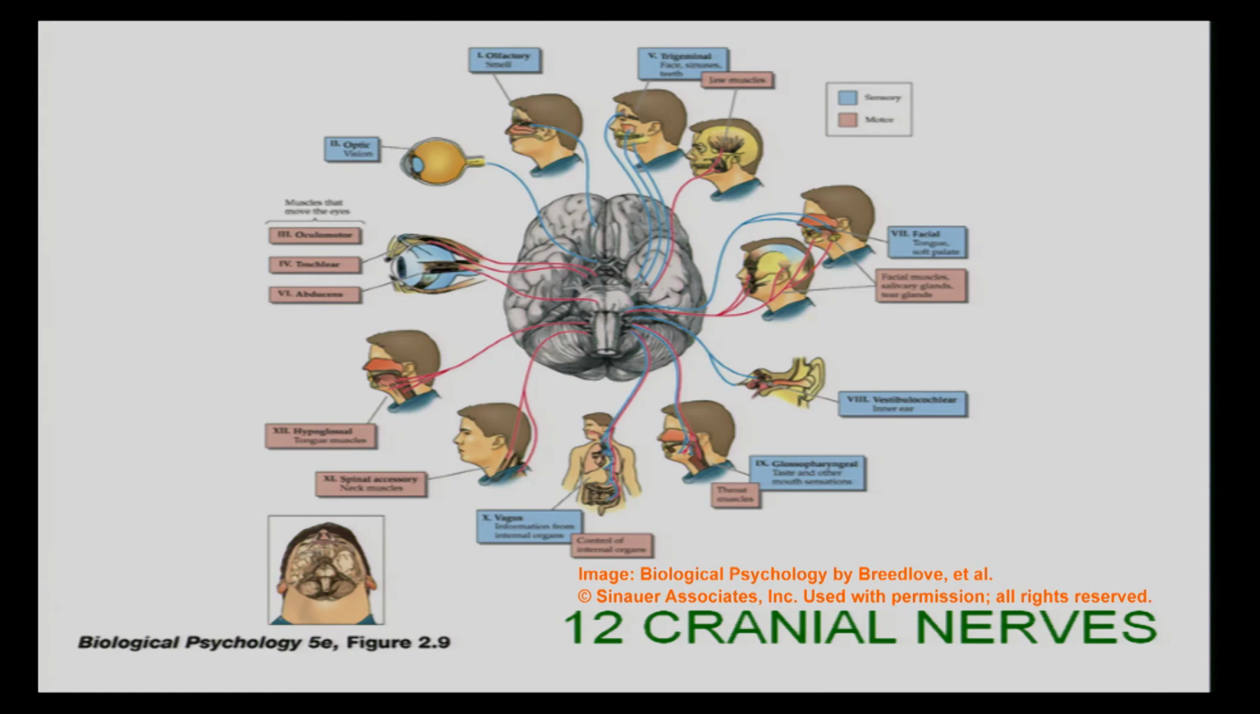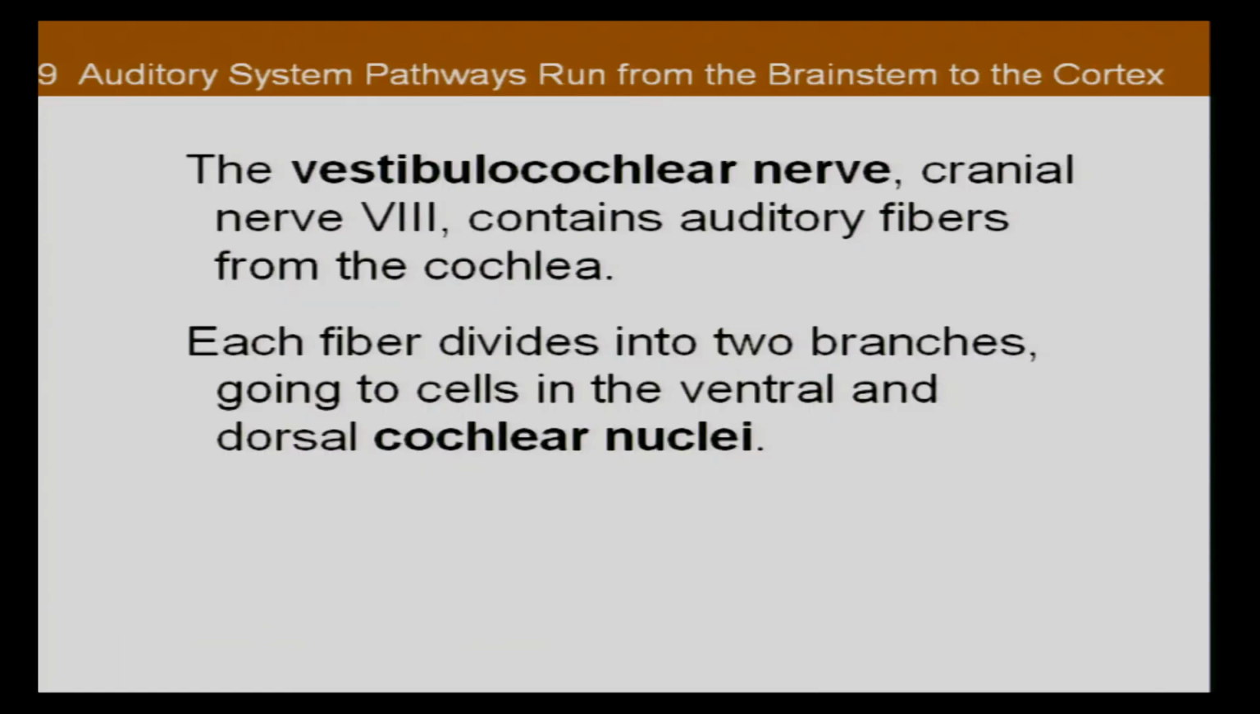Okay, auditory pathways. So all of the afferent fibers from the inner hair cells that contribute to audition are going through the 8th cranial nerve, the auditory vestibular nerve. We're not even going to go over the vestibular system, but just know that vestibular input comes through there as well. We talked about nerve 8. The vestibulocochlear nerve contains the auditory fibers from the cochlea. And each fiber divides into 2 branches, going to cells in the ventral and dorsal cochlear nucleus.